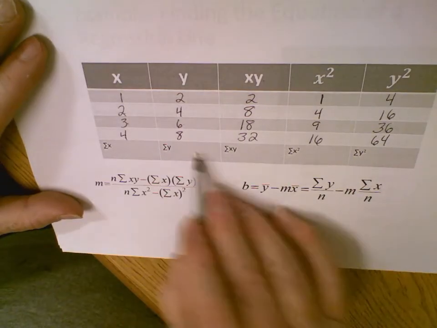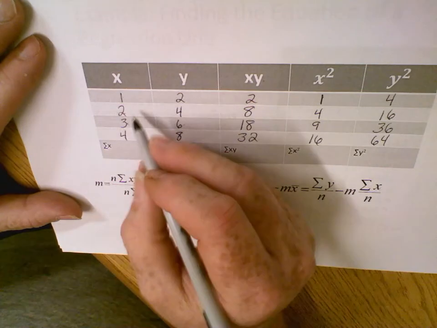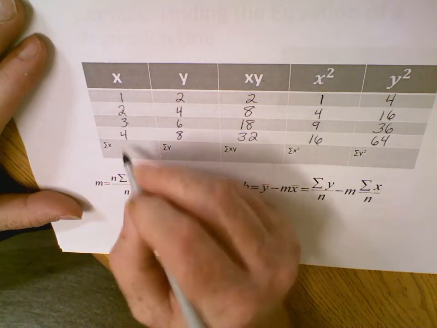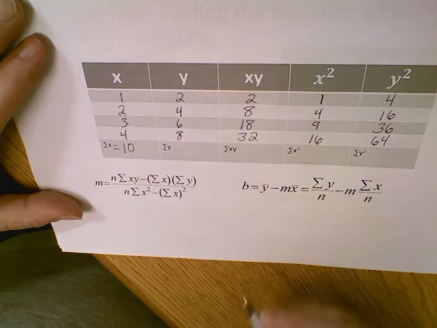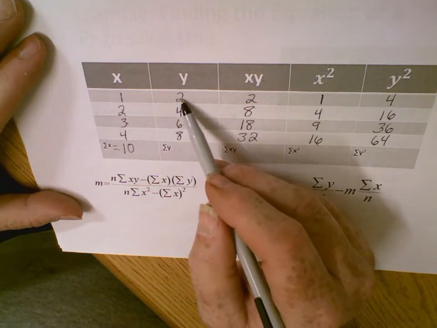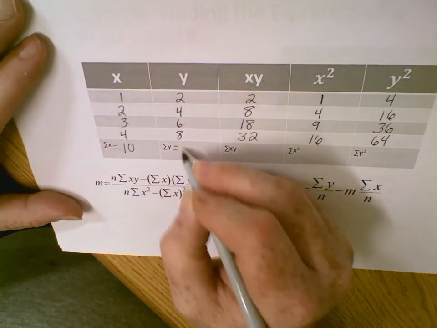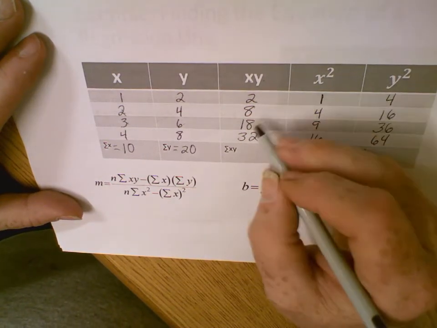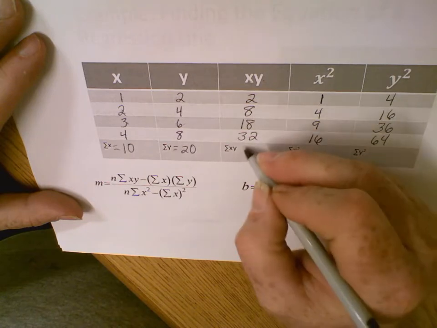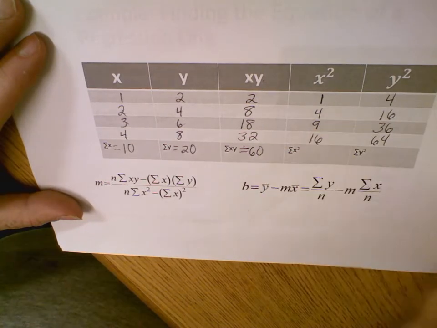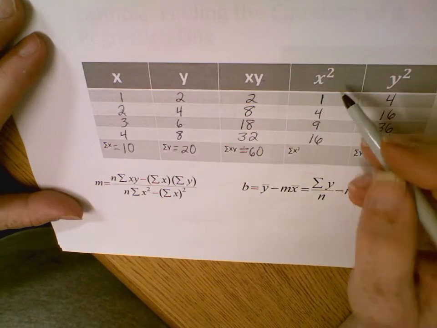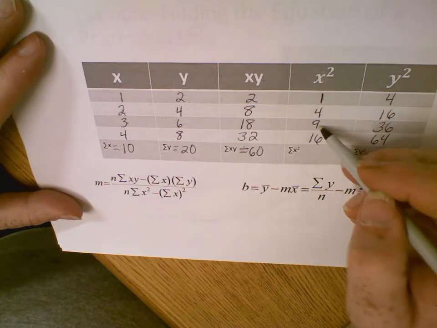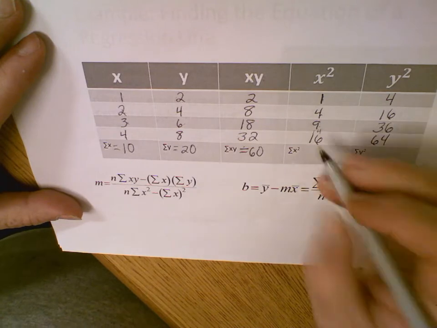And then at the bottom here, we just want the sum of each of those columns. So here we do 1 plus 2 is 3, plus 3 is 6, plus 4 is 10. So the sum of all the X's is 10. Sum of all the Y's is 20. We add all those up. Here this is 50, 60. This one, that's 5, or let's go 10, 14, 14 plus 16 is 30.